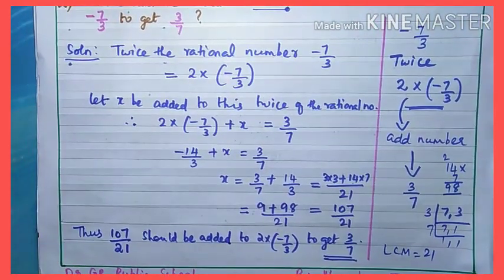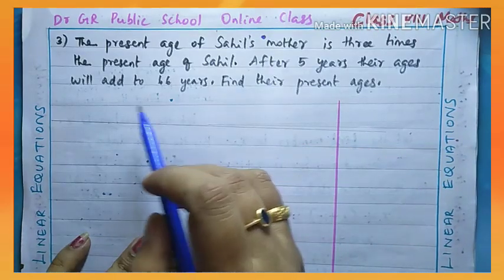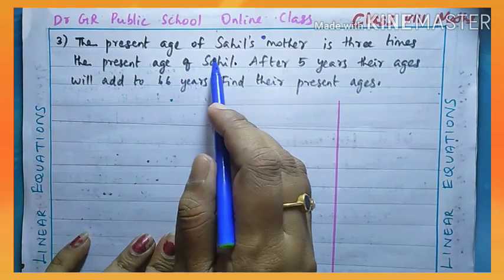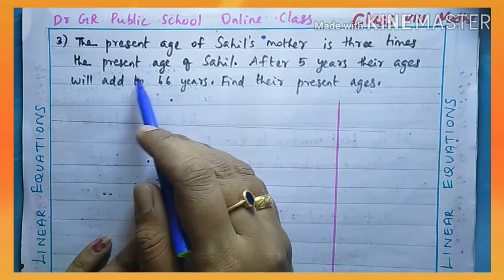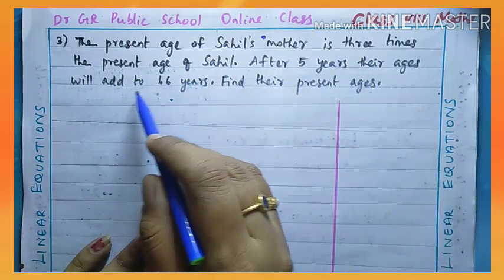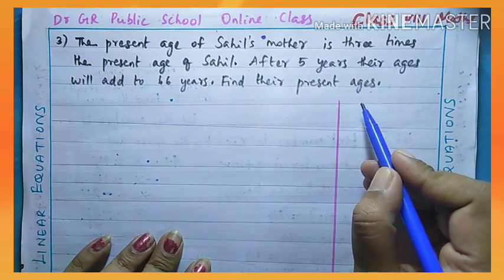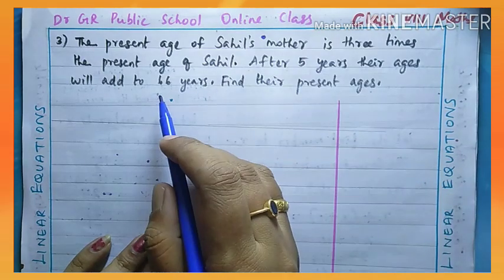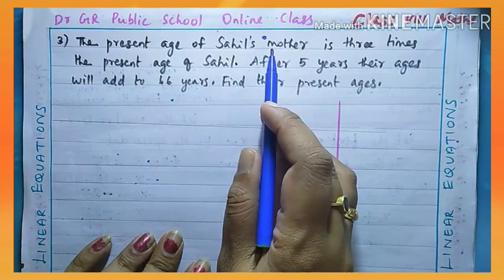Now we are moving to the third question. Now children, the third question. The present age of Sahil's mother is 3 times the present age of Sahil. After 5 years, their ages will add to 66 years. Find their present ages. So in this question, there are two characters, Sahil and his mother.